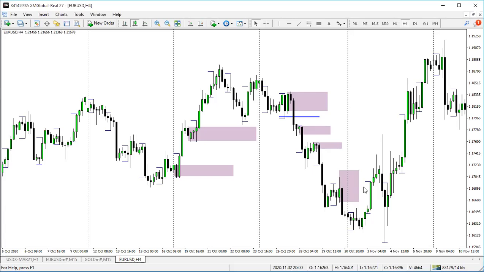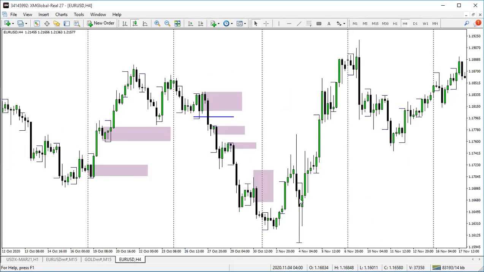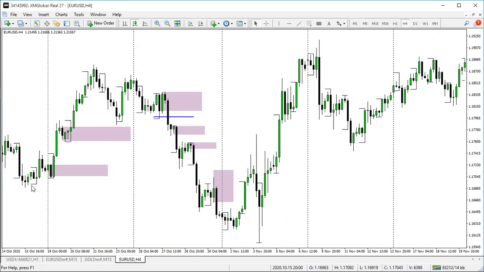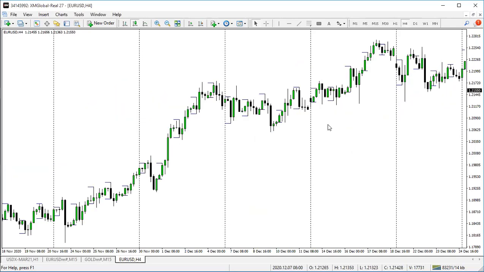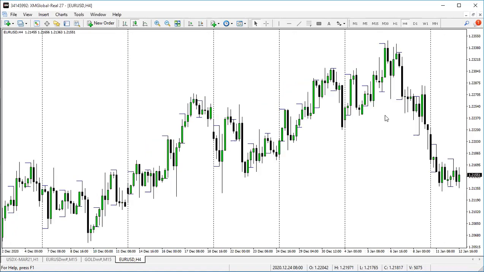There's no setup. If there's no setup, there's no setup. Don't force a trade. Do not force your setups. If there's no setup, there's no setup. Leave it. Or look at your other pairs. Maybe your other pair can give you a setup. Let me see. Yeah, I think that is all.